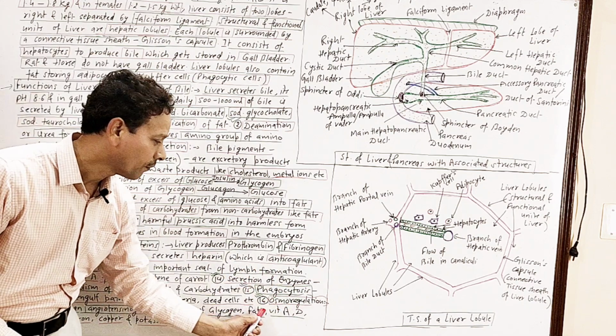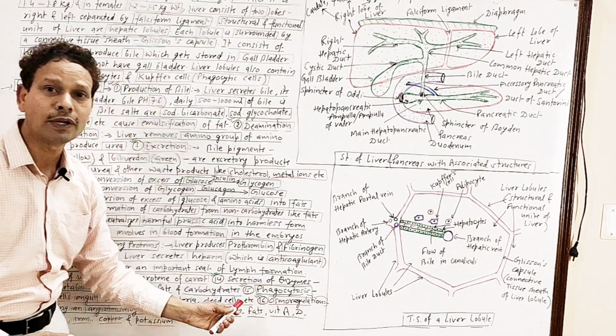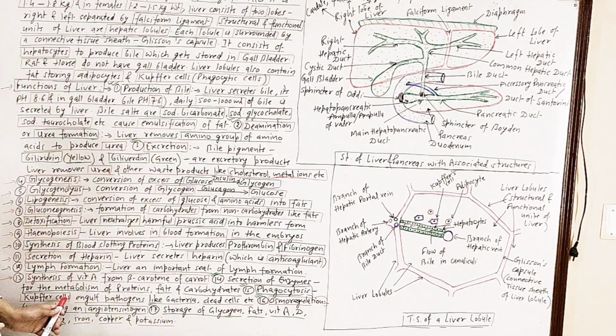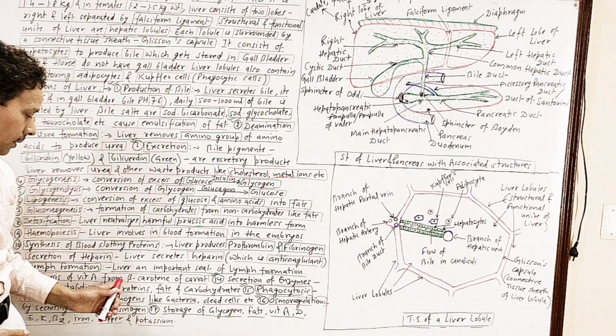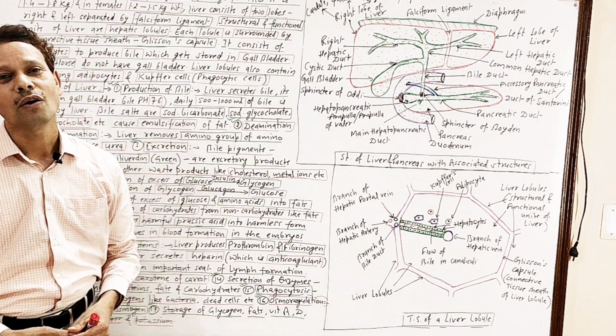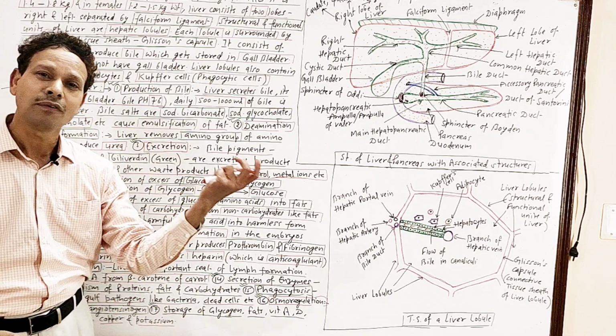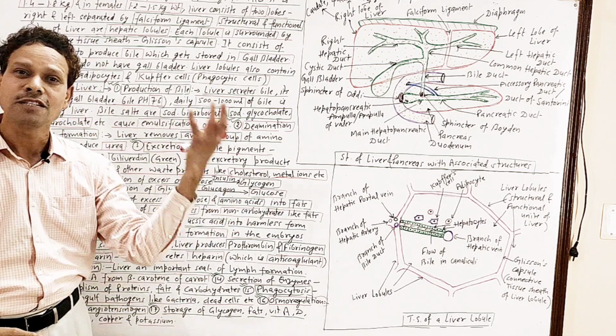And another important function of liver, that is osmoregulation. Osmoregulation. As liver secretes an important protein, that is angiotensinogen, and this protein is involved in osmoregulation. Liver is also a seat of heat generation that maintains body temperature.